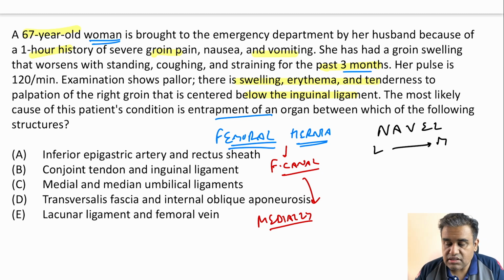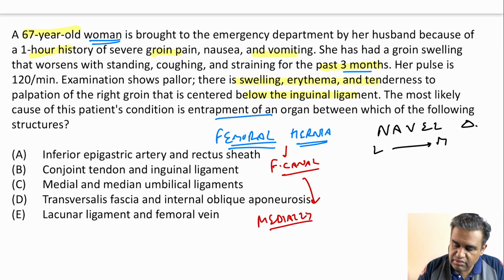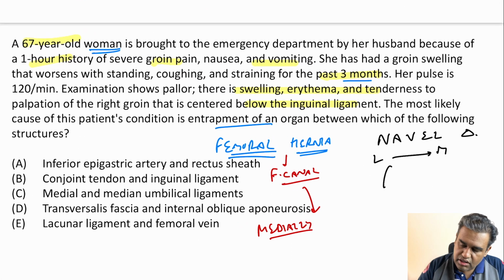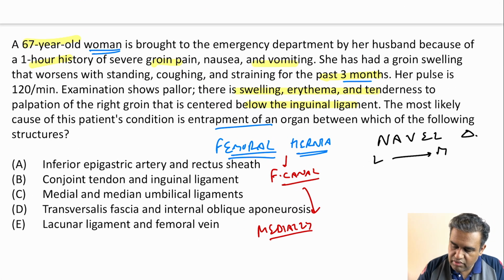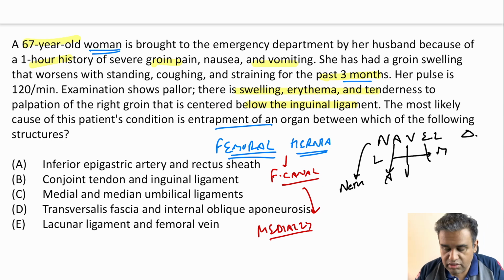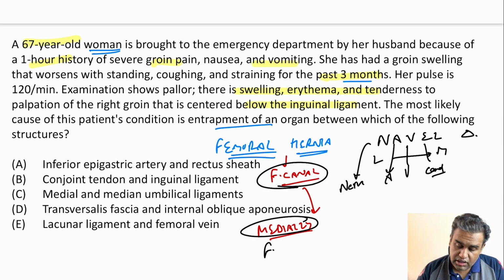These are the structures in the femoral triangle. Most lateral we have N for nerve, then A for artery, V for vein, and E for empty space, that is the canal where you have the lymph node. So the hernia occurs through the femoral canal that is placed medially in the femoral triangle. Now look at the options.